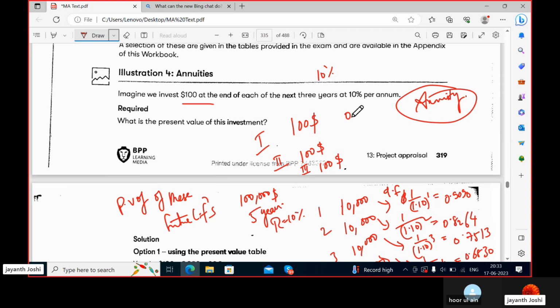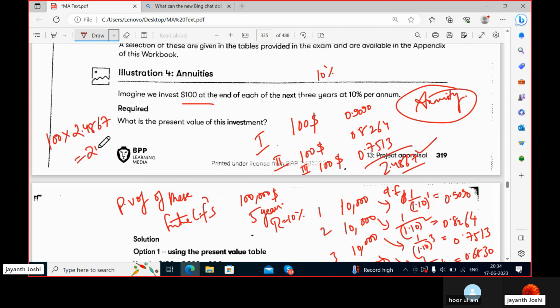Now we can do one thing, 0.9090, 0.8264, 0.7513. We will add these 3 years factors. Okay, so now 100 into the present value annuity factor is 2.4867.